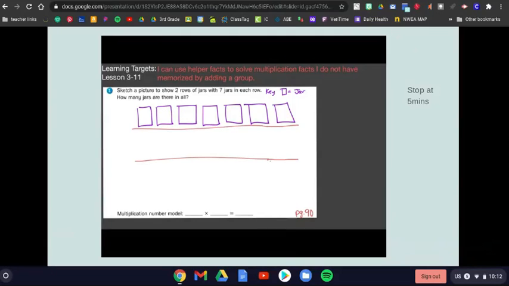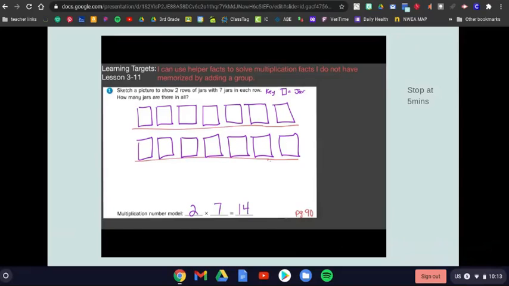All right, so now let's take a moment and add our next row in. 1, 2, 3, 4, 5, 6, 7. So our multiplication number model, we have 2 rows times 7 jars in each row equal 14. I'm going to make sure I include my units.